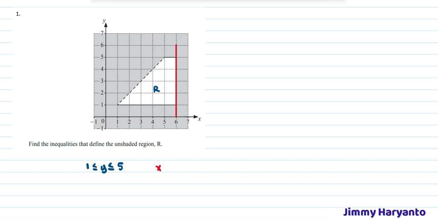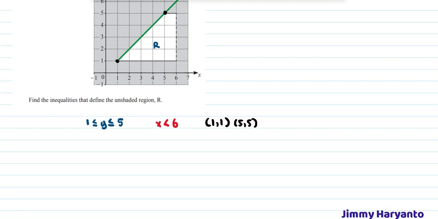That means x, and the region is on the left side of the 6. That means x less than 6. Because the line is a broken line, you don't have to put equal to, so x less than 6 only. Okay, next is the diagonal line. For the diagonal line, it will be like that. We have to choose 2 points. Let's say 1, 1, this point, and maybe this point 5, 5, and then we have to find the gradient.